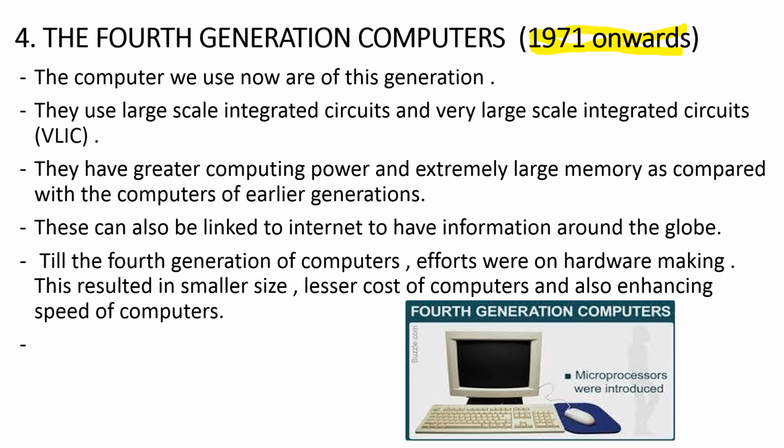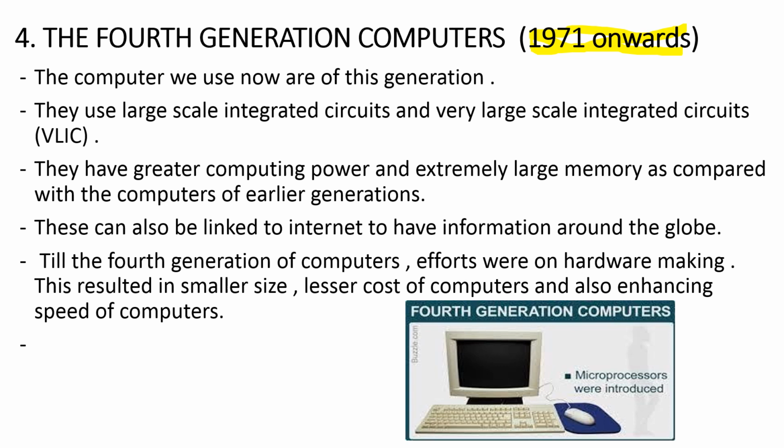Means the computers which you are using now in your home come under the fourth generation computers. They use large scale integrated circuits and very large scale integrated circuits. The first generation computer used what? Vacuum tubes. Second generation used what? Transistors. And the third generation used what? Integrated circuits. Now, further development, the fourth generation computers used what? Large scale integrated circuits and very large scale integrated circuits.